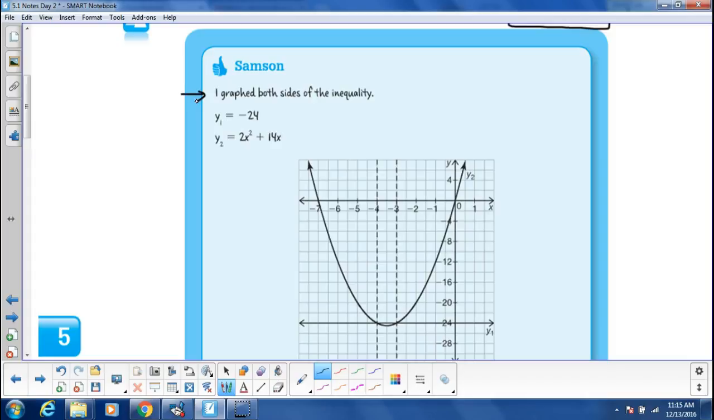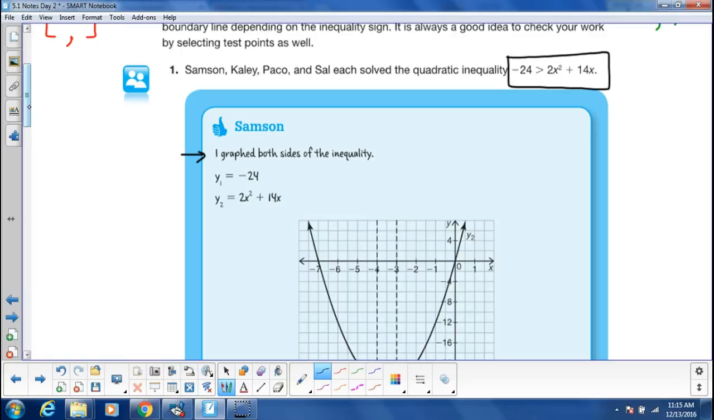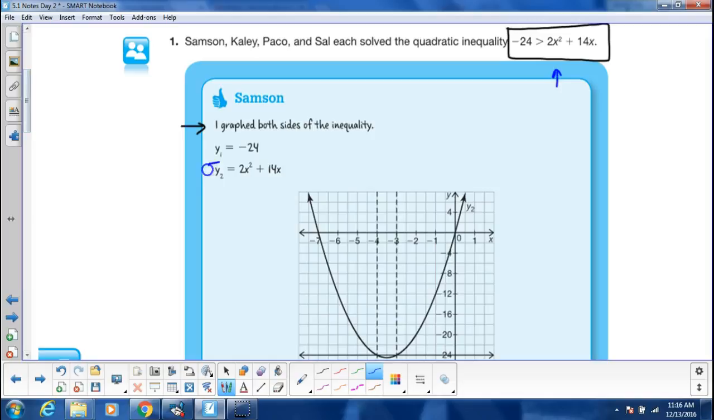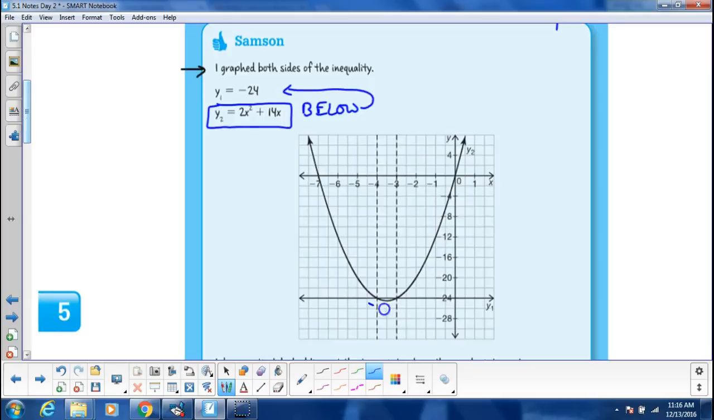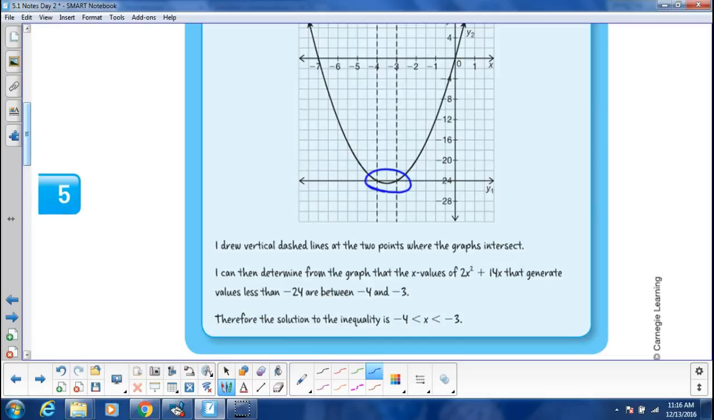Now, based off of the inequality symbol in my original function, Samson is looking for where his second function is below his first function, because negative 24 here is greater than this other one. So he wants to know when y sub 2 is below y sub 1. He drew vertical dashed lines at the 2 points where the graphs intersect. He determined from the graphs that the values of x that generate less than negative 24 are between negative 4 and negative 3. So therefore the solution is that.